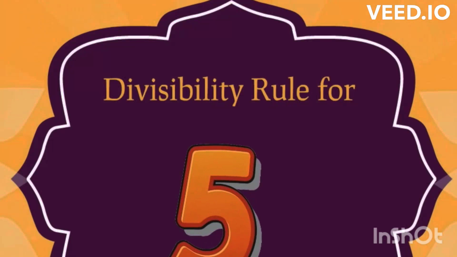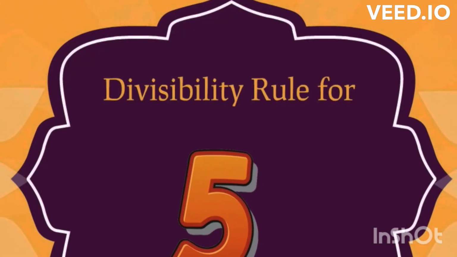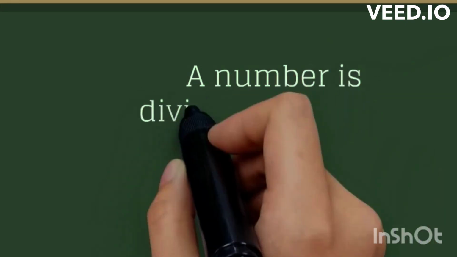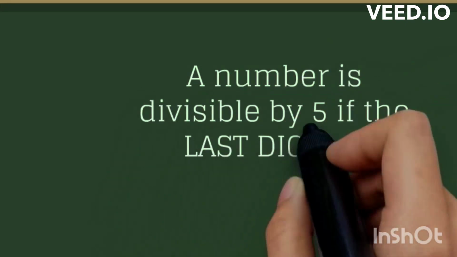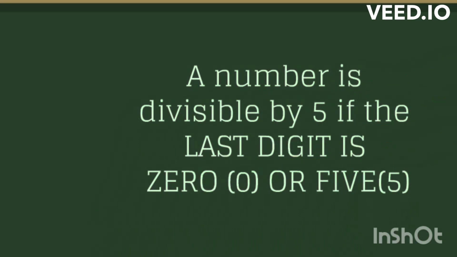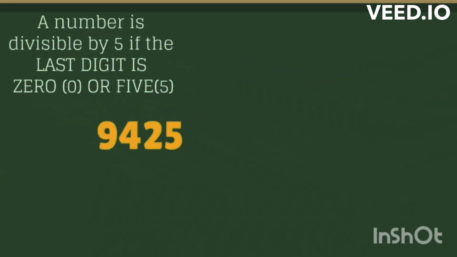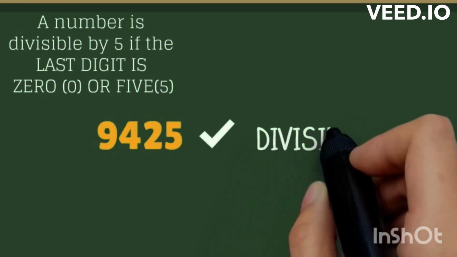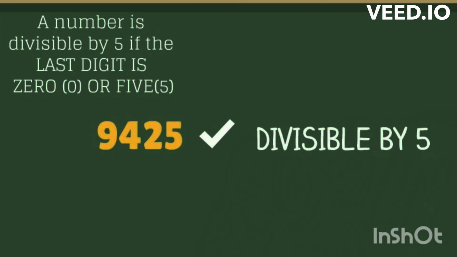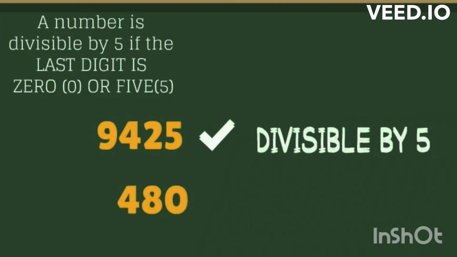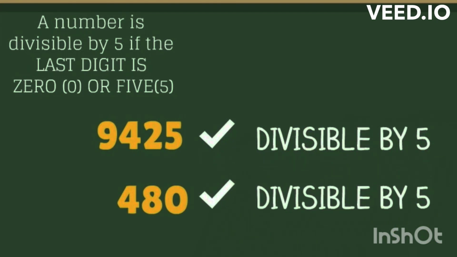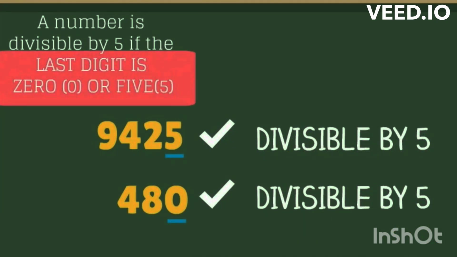Divisibility rule for 5. For the number 5, the rule simply states that the last digit of the number has to be 0 or 5. 9425 is divisible by 5 just as 480 is divisible by 5. The last digits are 5 and 0.